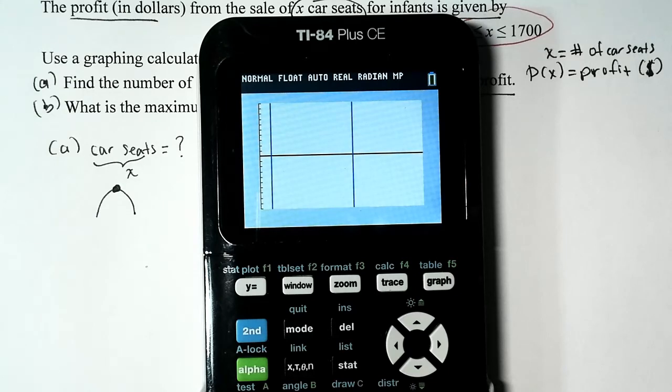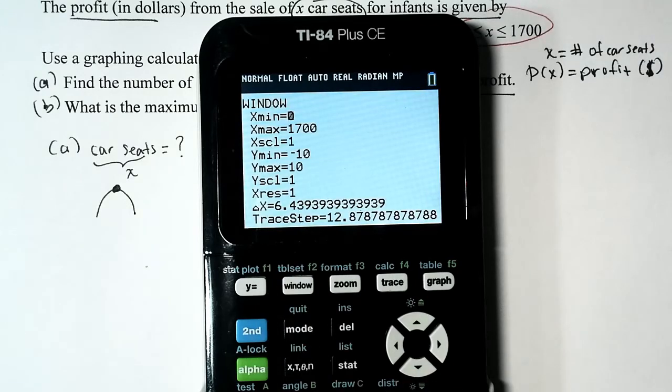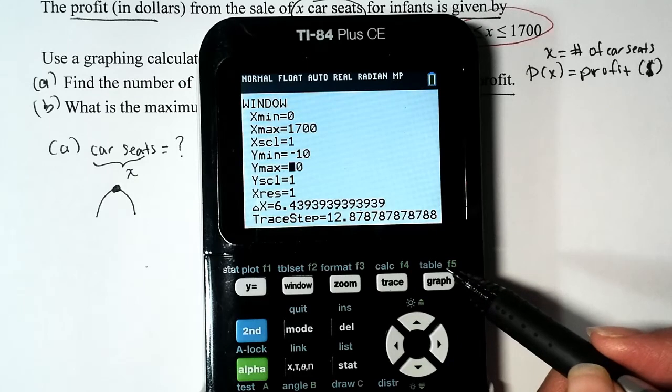Okay, so we have options. Option 1, you can go to window and then manually increase the maximum value, which is fine. That's how I did it as a student. But if you want to save time, let's look at the table of values. So we want to go to table, and then we can quickly see what the function values are. Table is not a main key, it's a behind key, so we need to hit second.